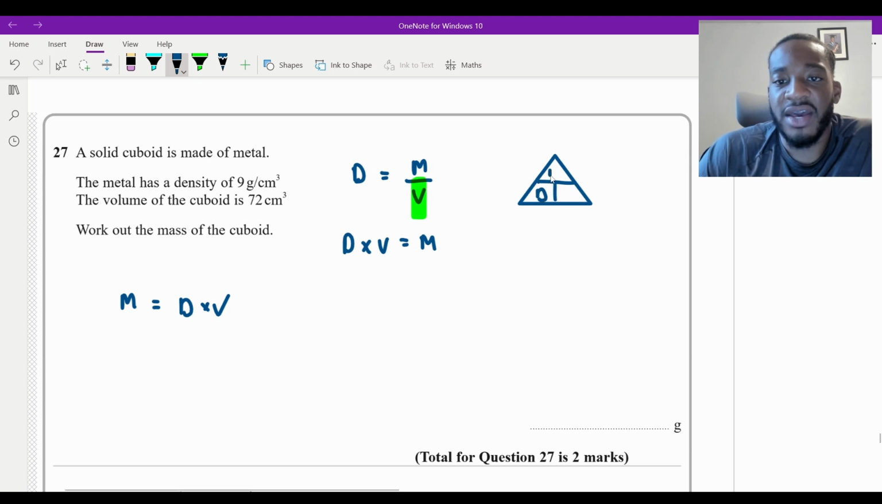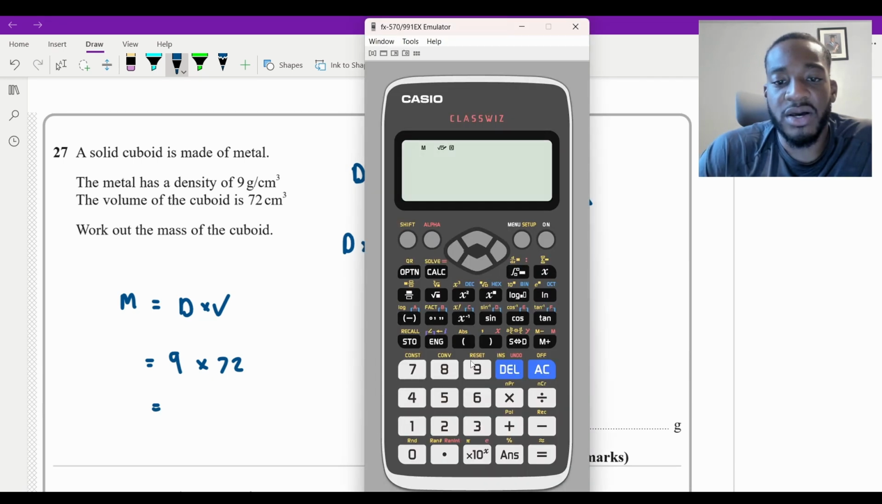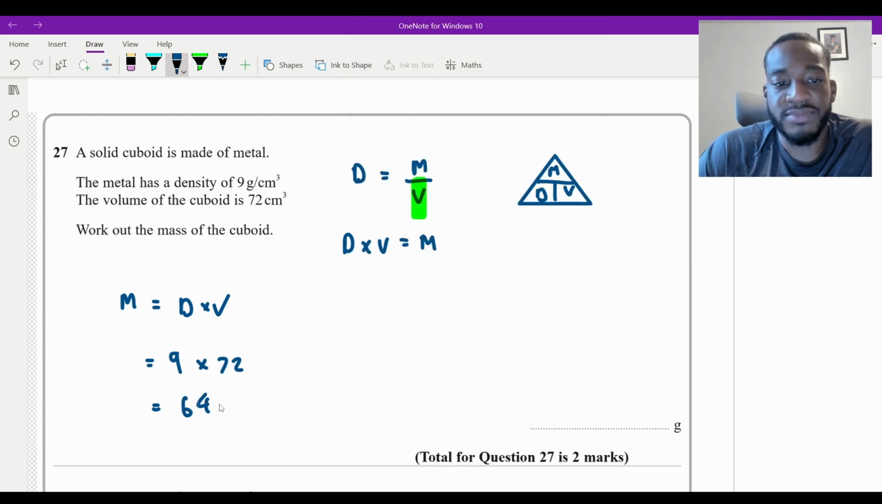So D, M, V, and then just cover whatever one you need. If I cover M, it will be D and V. So it's D times V. Now the density is 9. The volume is 72. So all you're going to do is just do 9 times 72 into your calculator. 9 times 72 is equal to 648. So the answer is just 648 grams.